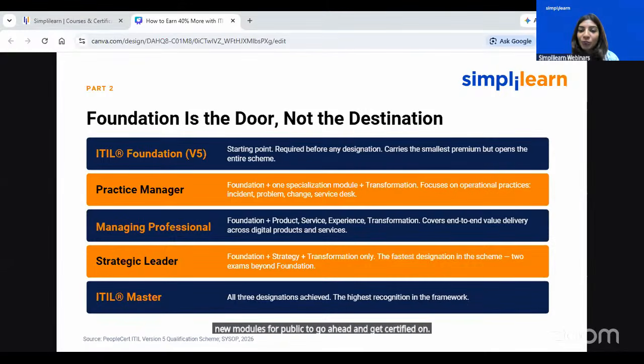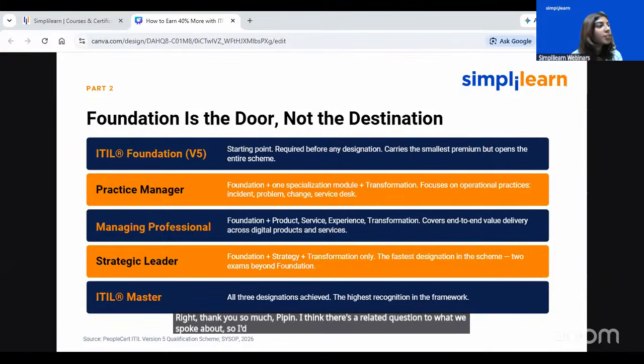Right. Thank you so much, Bipin. I think there's a related question to what we spoke about, so I'd like to pass that on to you. Someone is asking, what's the recommended certification level? Is it foundation, specialist, strategist, or leader?